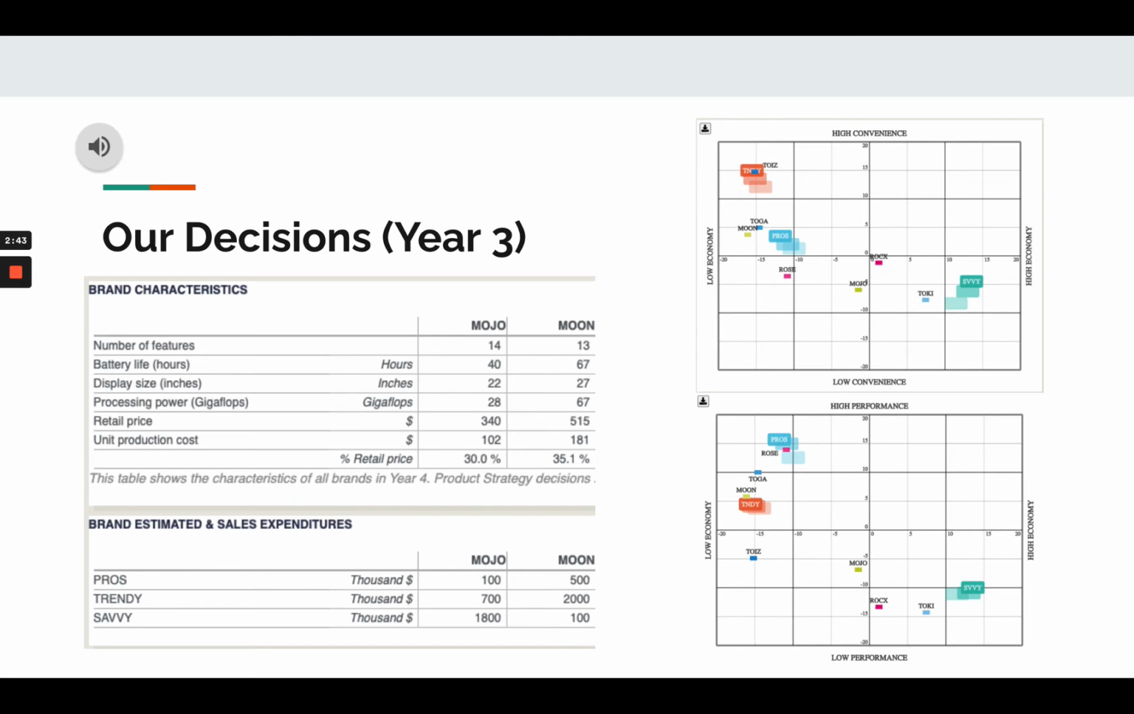And for our sales expenditures, we noticed that we were not able to make Mojo get closer to the savvy market segment, so the expenses were focused towards the trendy and savvy market with a higher focus on the savvy market. Moon sales expenditures remained almost the same with a major focus on the trendy market segment.